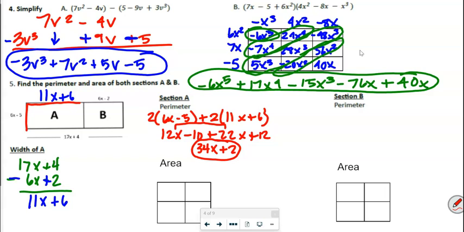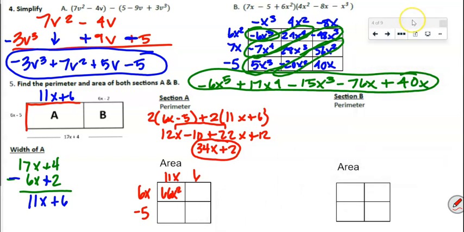Now when we're looking for area, again, we're going to multiply these two things. So we're going to do our 6x and our minus 5 here. We're going to do our 11x and our 6 there. So this is going to be 66x squared. Remember, x times x is x squared. And then 6 times 6x is 36x. 11x times negative 5 is going to be a negative 55x. And then 6 times negative 5 is going to be negative 30.